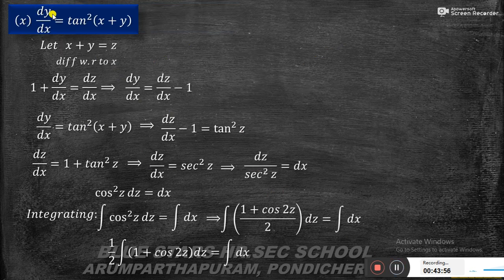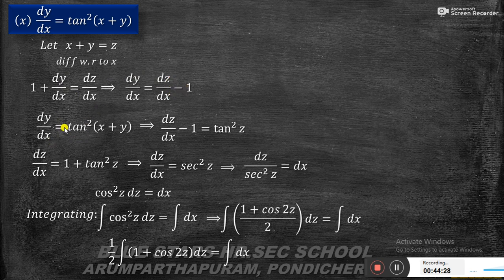10th subdivision, dy by dx equal to tan square of x plus y. Here I take the substitution x plus y equal to z. So in the next step, I differentiate with respect to x. That means I take d by dx on both sides. So d by dx of x plus y equal to d by dx of z. So d by dx of x means 1 plus d by dx of y means dy by dx equal to dz by dx. In the next step, I write dy by dx equal to dz by dx minus 1.